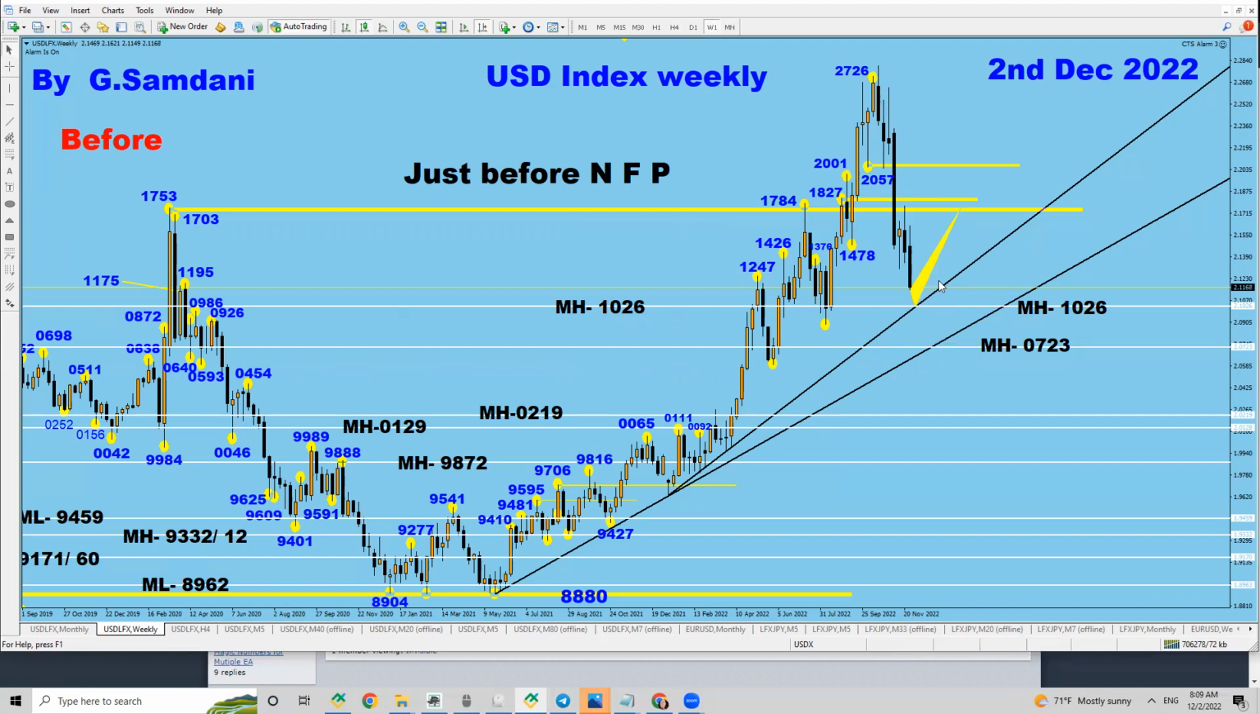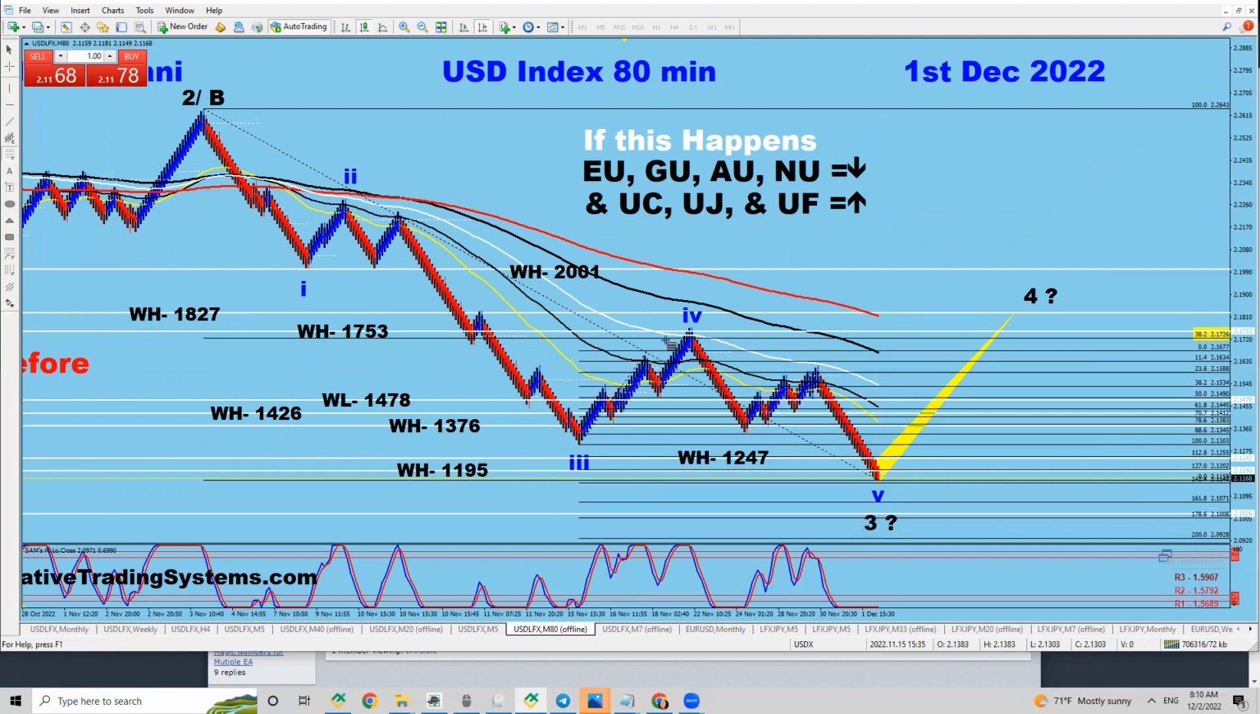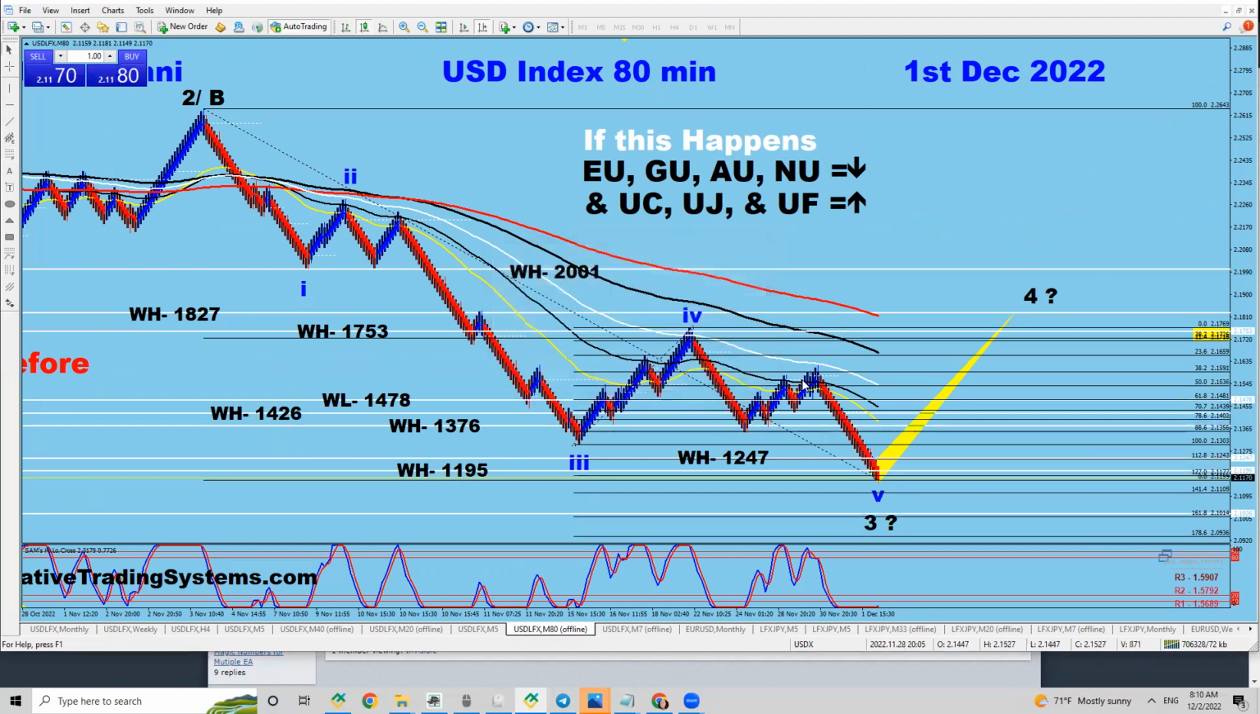If the numbers are very good, it will make the turn right from where it is now, based on this 1195 number here. And if you look at it, this is also an extension of 127. Usually it turns from the extension, either 127 or 161. So 161 is coming to exactly 1026. If we drop, we're going to drop to this 161 extension level, which is also the 1026 big monthly high.